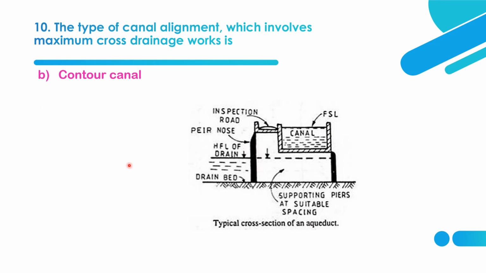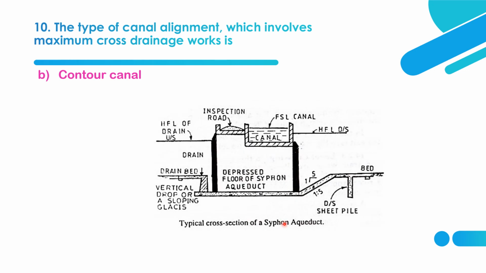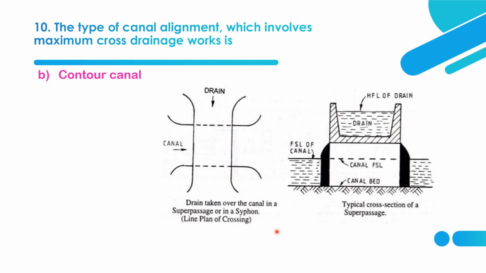So we shall see the cross drainage works one by one. The first one is the aqueduct. Aqueduct means the canal will be above the drain, so the HFL of the drain is below the bed of the canal. Here you can see the HFL of the drain is here, but the bed of the canal is here. So this is called an aqueduct. This is also an aqueduct, but the HFL of the drain is above the canal bed. Here is the canal bed, but the HFL of the drain is above it. So that will be called a siphon aqueduct. This is one type of CD work, that is, canal above drain.